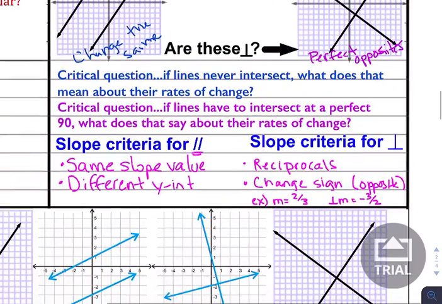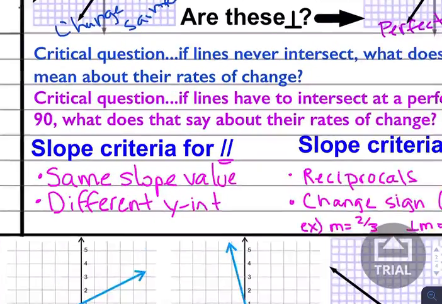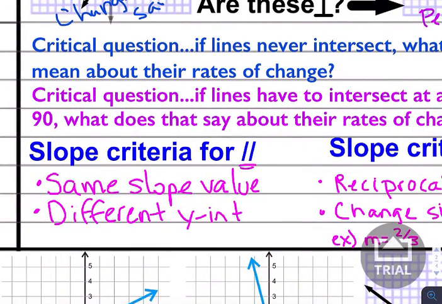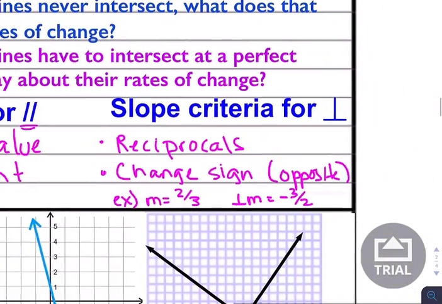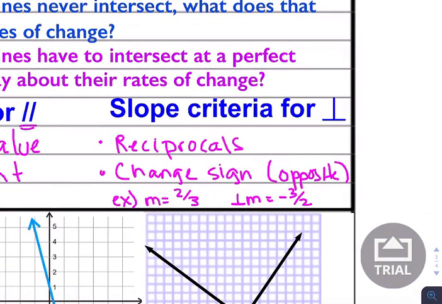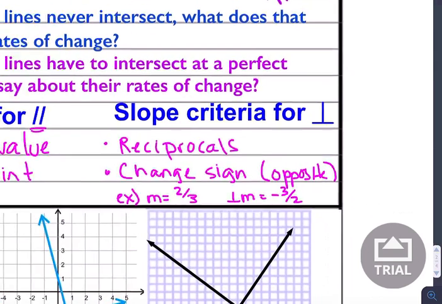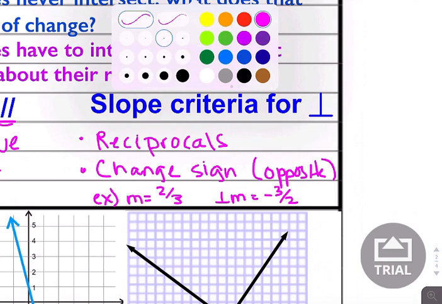And so these are going to be our check criteria. If we run into slopes that are the exact same, and we can prove they have different y-intercepts, we can call them parallel. If we run into slopes that have this opposite reciprocal action, where they both flip and then negate, then we know that we have perpendicular lines.